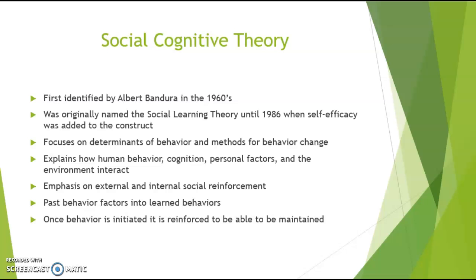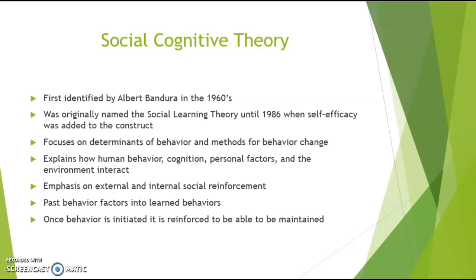The social cognitive theory was first conceptualized by Albert Bandura in the 1960s and was originally named the social learning theory. In 1986, it was renamed to the social cognitive theory when self-efficacy was added to the construct. SCT focuses on determinants of behavior and methods for behavior change through an individual, and it explains how human behavior, cognition, personal factors, whether that be internal or external, and the environment interact to promote behavior change.